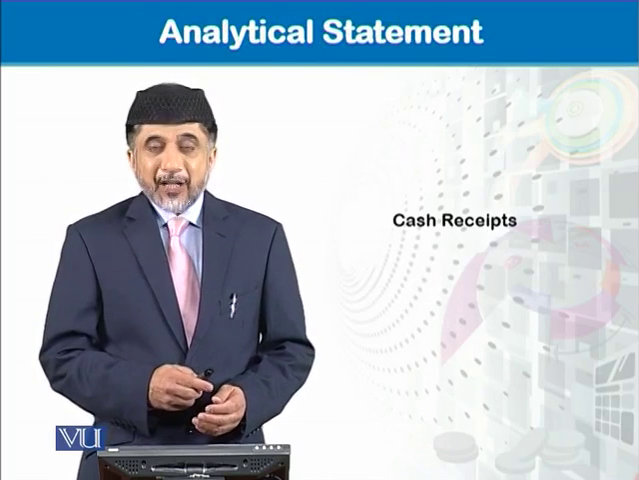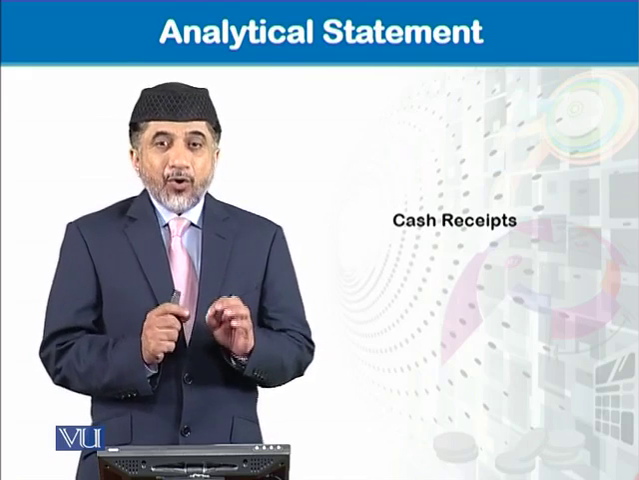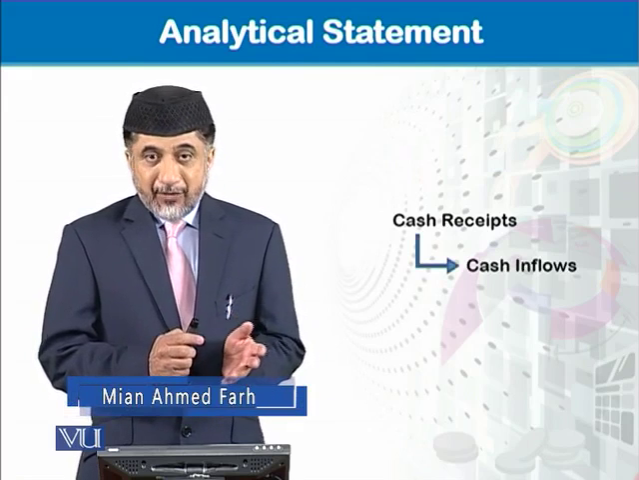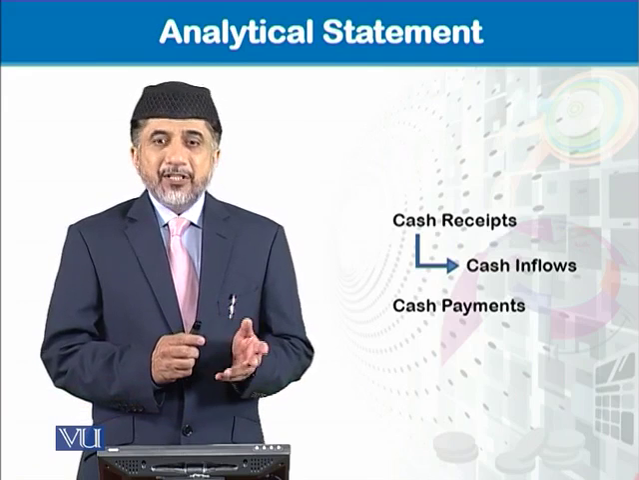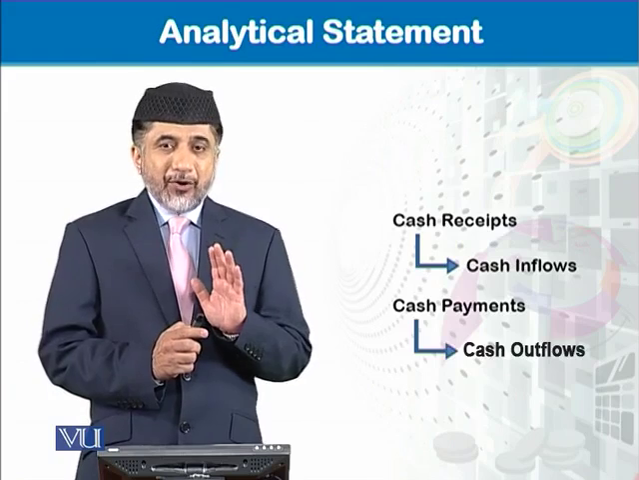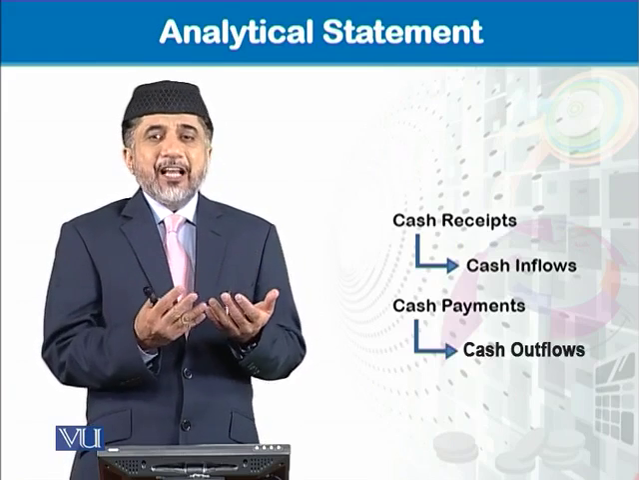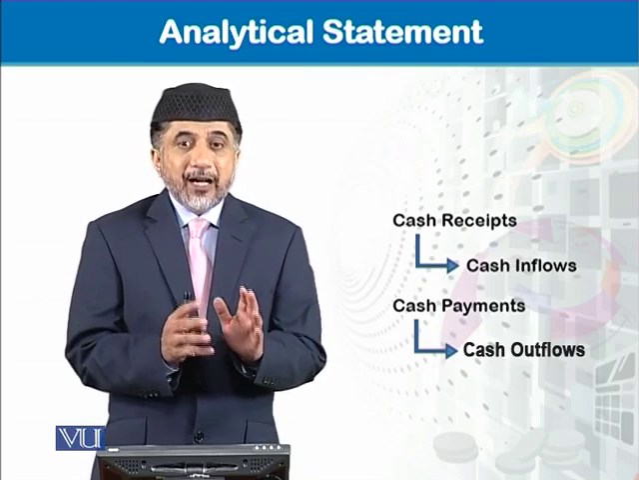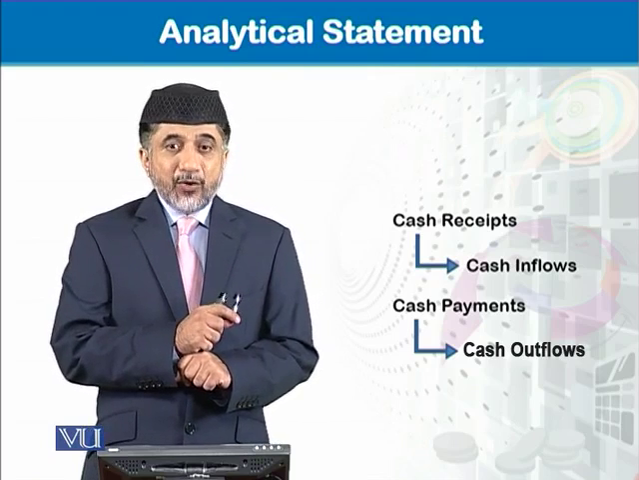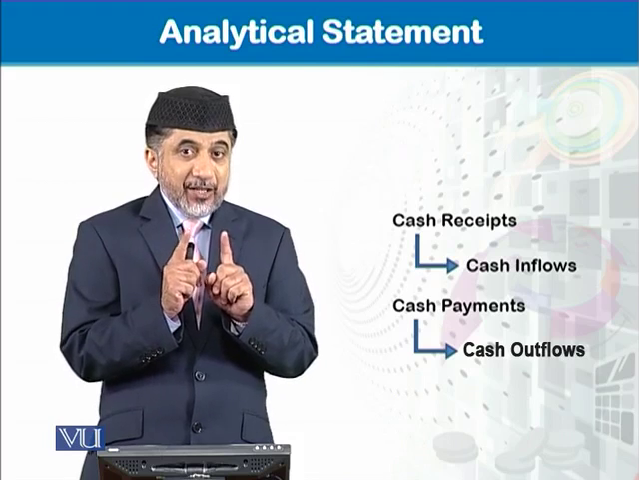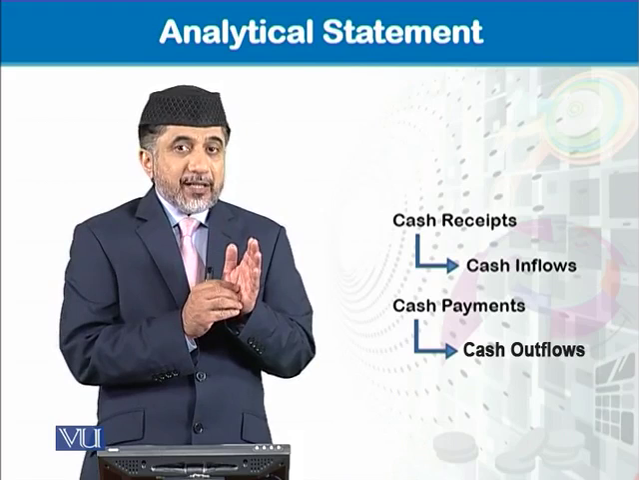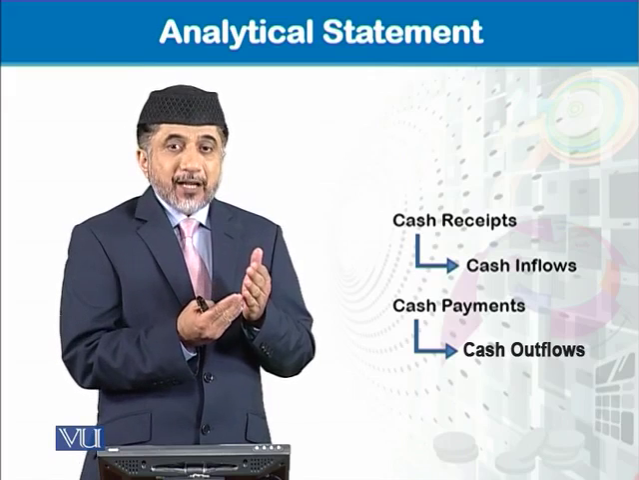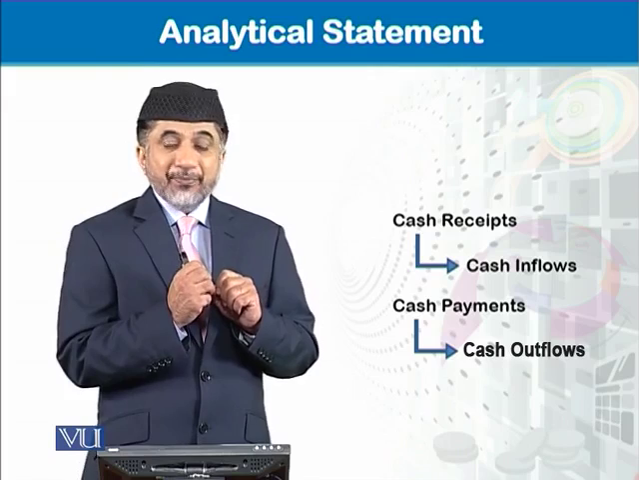What we see is that this statement of cash flows is all about cash receipts, which are also known as cash inflows, and cash payments, which are in fact the cash outflows. Cash receipt and cash payment are something we are very familiar with, and we have worked with them in our cash book as well. There we see the receipt side and the payment side. Whatever comes in the receipt side, we call cash inflows, and whatever is written in the payment side, we call cash outflow.